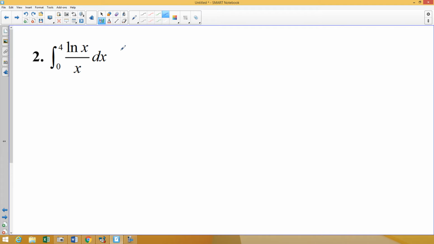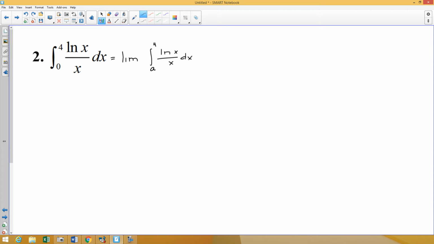So I'm first going to turn this into a limit. So let's turn this into the limit. And in this problem, my improper behavior is happening at 0, so I'll put a in the place of the 0 to 4 of ln x over x.